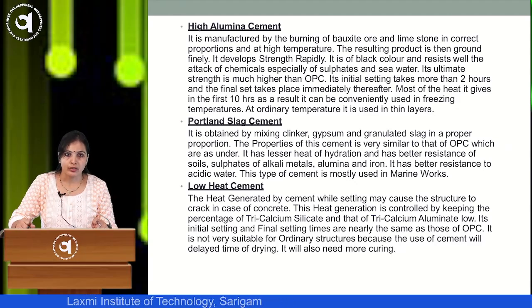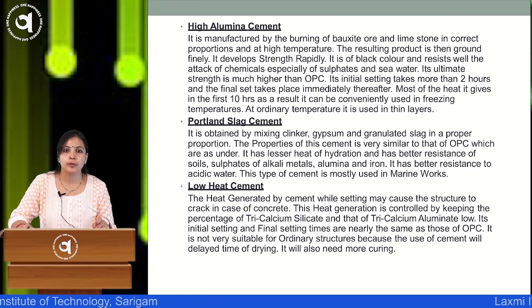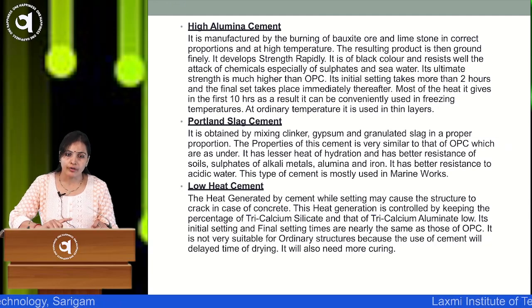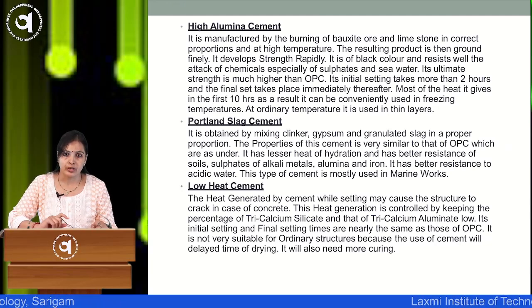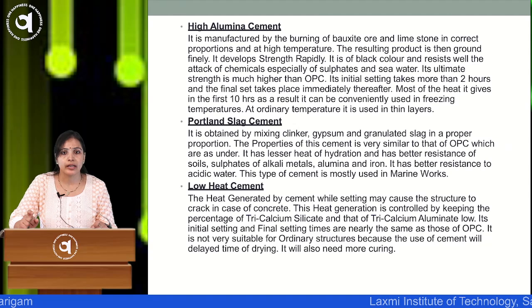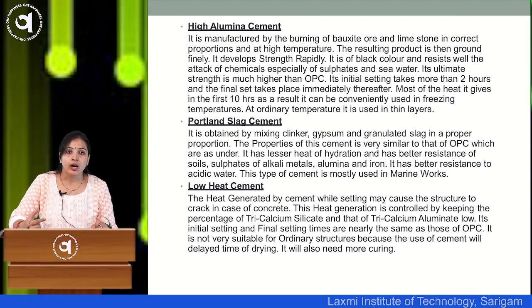this type of cement. Low heat cement: the heat generated by cement while setting may cause the structure to crack in case of concrete. So, this heat generation is controlled by keeping the percentage of tricalcium silicate and that of tricalcium aluminate low. This chemical composition we have already understood in the previous slides. These points we have to keep in mind: we keep the proportion of tricalcium silicate and tricalcium aluminate low in low heat cement.